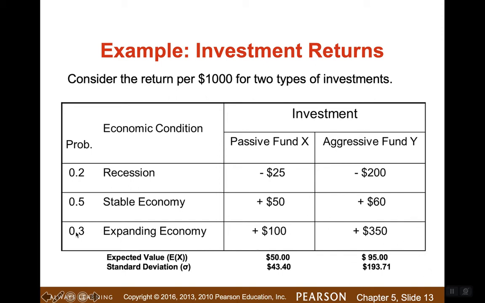What if we flip this around and make the expanding economy 0.1 and the recession 0.4? Then maybe we would want to weigh the expected value around the passive fund and take a more conservative approach. So this is just an example of how we can compare. Basically, we calculate the expected value, or the mean, of the probability distribution, and calculate the standard deviation of the probability distribution, and then use that as an estimate to be able to make an informed decision.